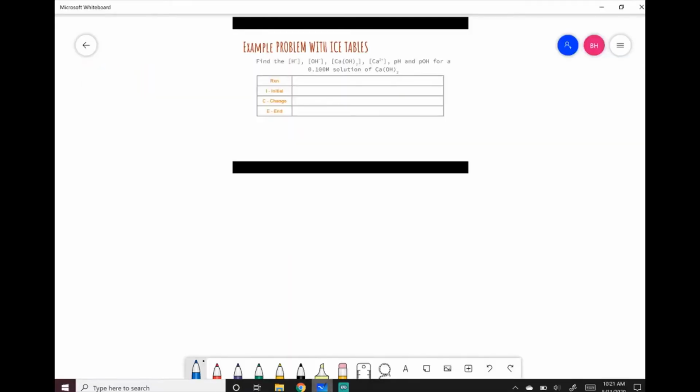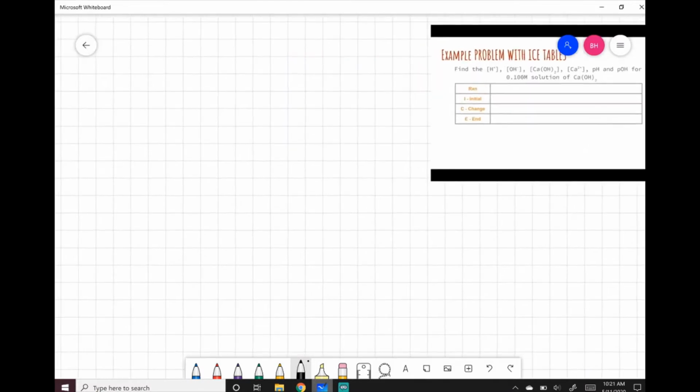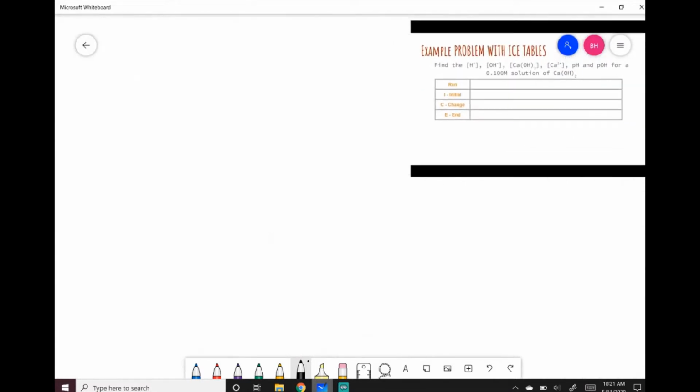Alright, so here's a problem that we're going to be looking at. I'm going to go ahead and recreate my ice table so that I have a little bit more room to work. So I'm going to move this over. And let's go ahead and recreate our ice table. Now, the first thing that we put in our ice table is our reaction, followed by our initial, change, and end.